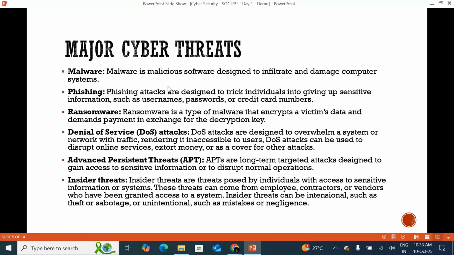This is called one type of attack. It is not a scam, it is a cyber attack. It is a vishing attack. What is that attack? Vishing attack. So these phishing attacks will be stopped by using awareness programs only. That means people are the critical component.